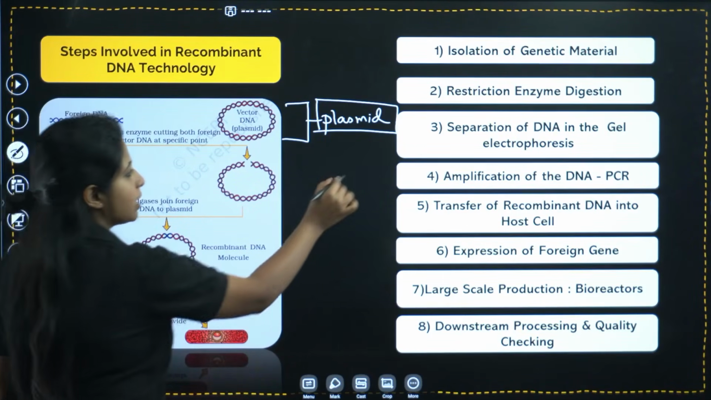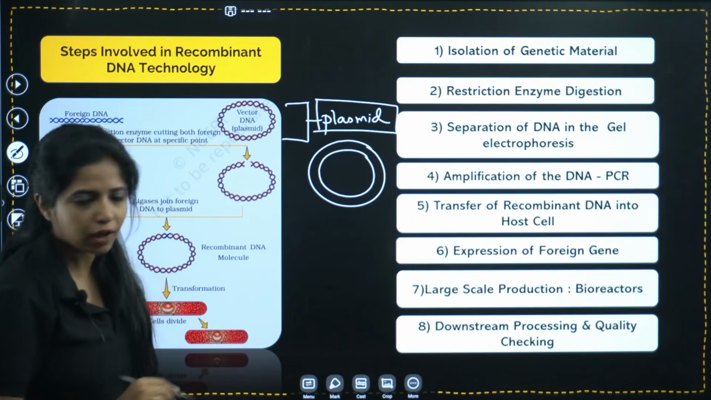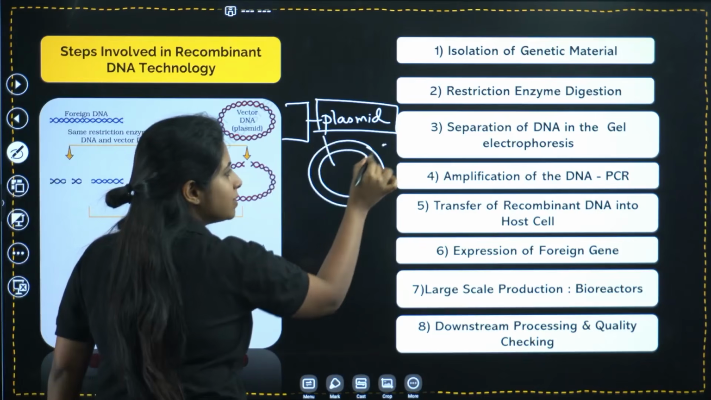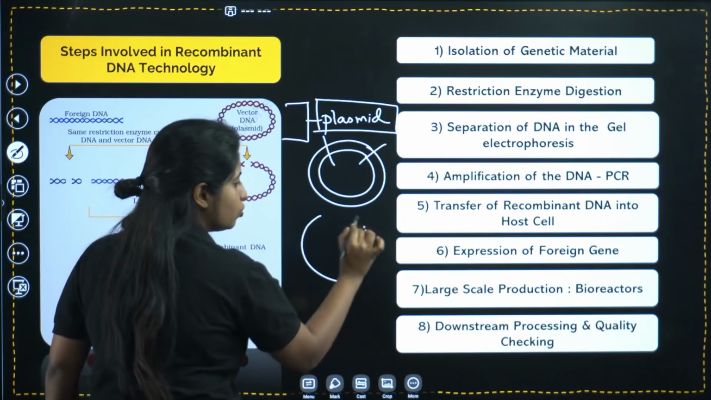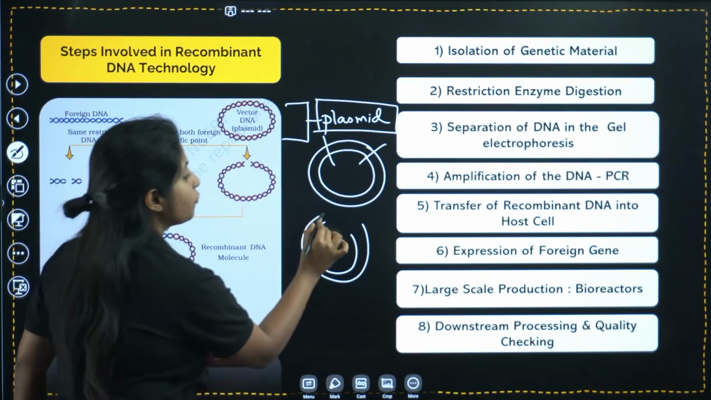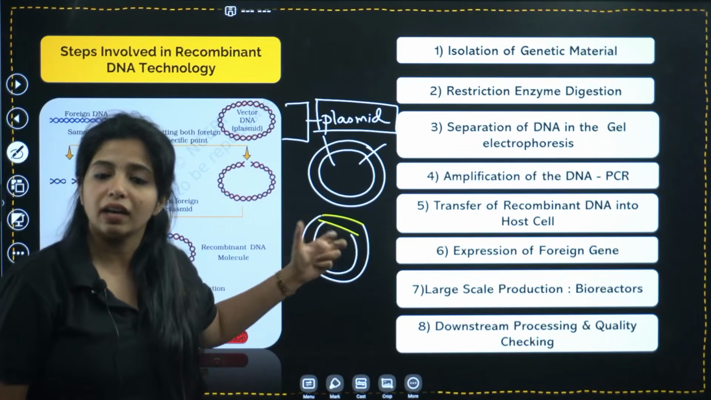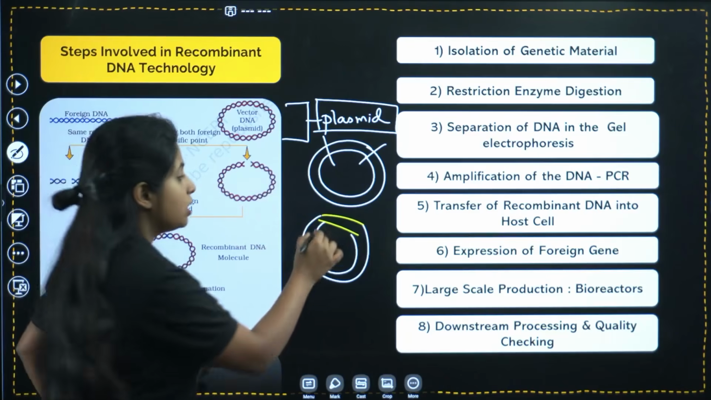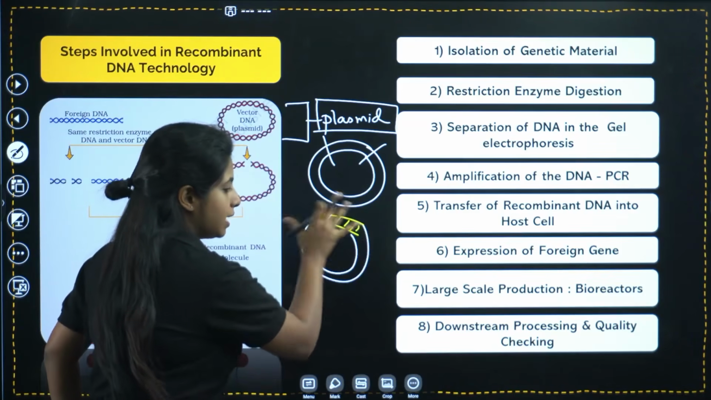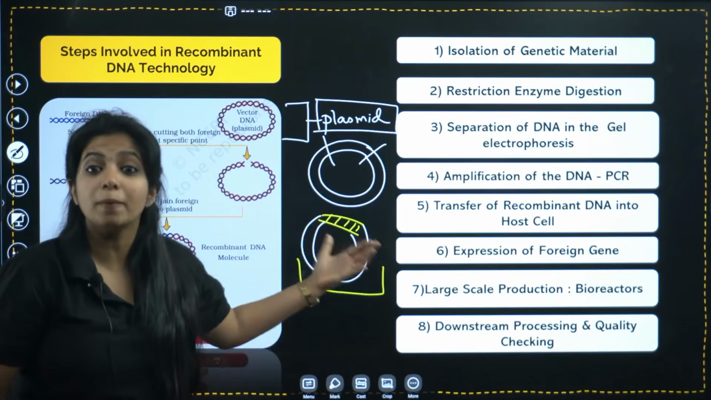The plasmid looks like this. It is a circular form of DNA. With the help of some enzymes, you will make a cut over here, and now you have an opening. You put the gene of interest, the gene that is going to code for the protein that I need, into it. Now this particular plasmid is a recombinant plasmid.